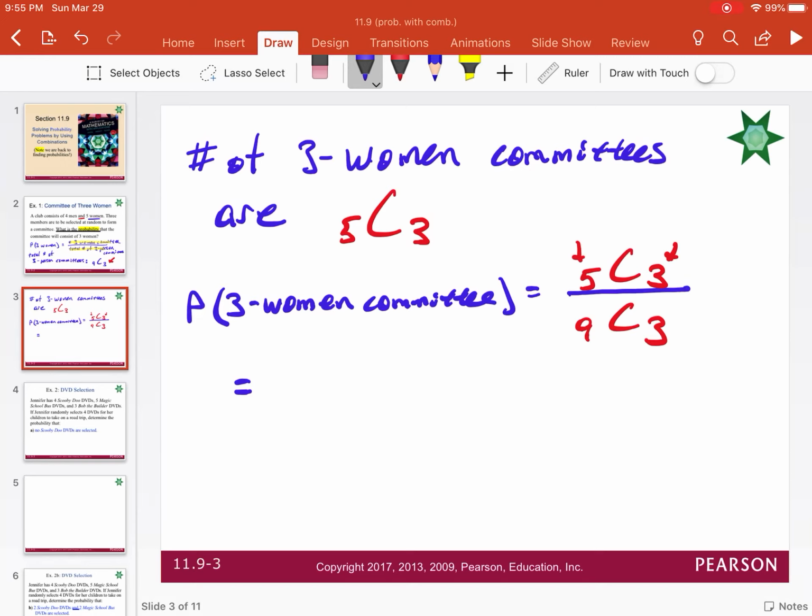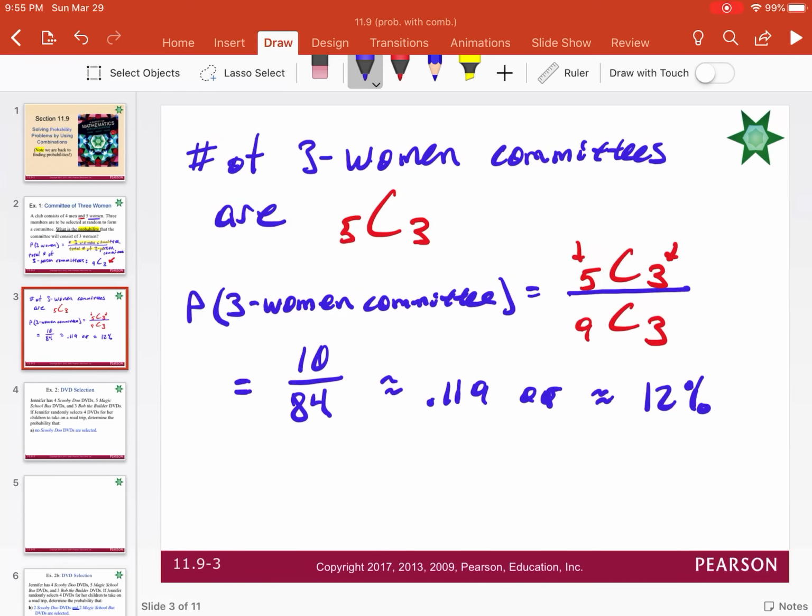So 5C3, that's going to be 10. And 9C3 is 84. And that answer is just fine. You don't need to worry about a decimal. Don't worry about simplifying it. I mean, I guess you could give me a decimal if you want, which would be what? 10 divided by 84, 0.119, or approximately 12% chance.